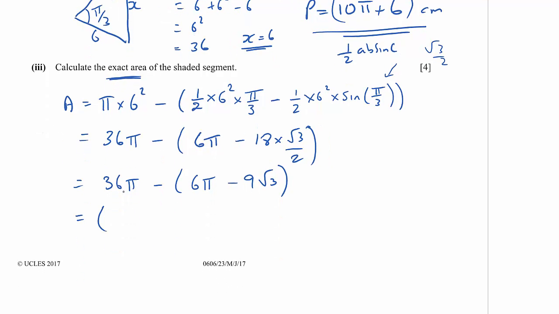So 36 pi, take away 6 pi, that's going to be 30 pi. And remember the minus minus here, so that's going to end up being plus 9 root 3, when we take it out of the brackets, and that will be in centimeters squared.